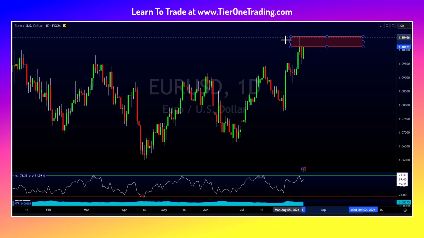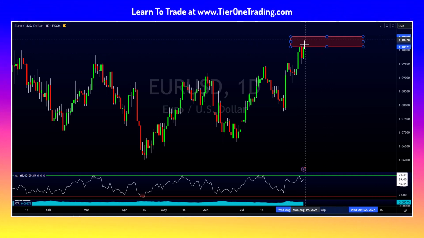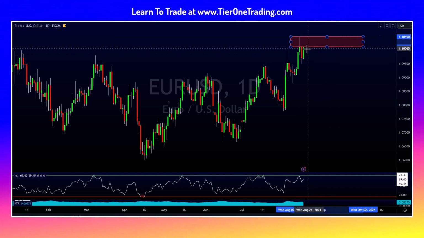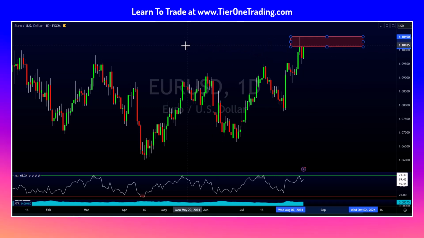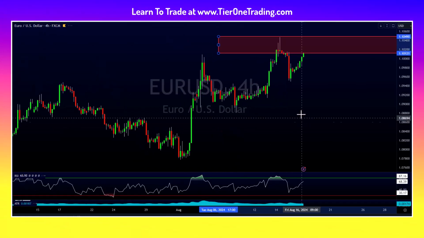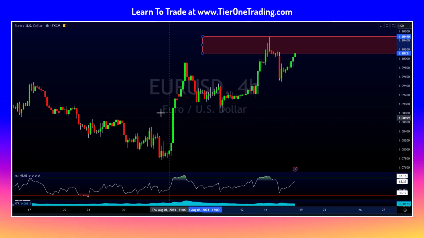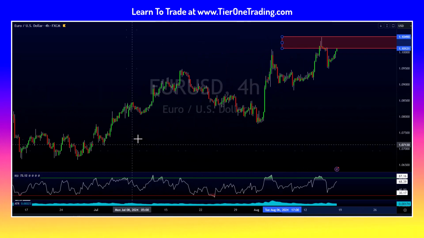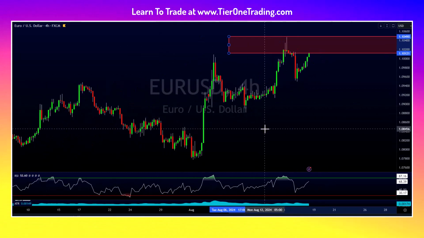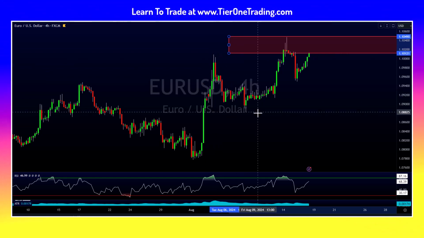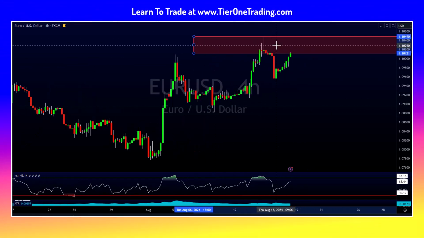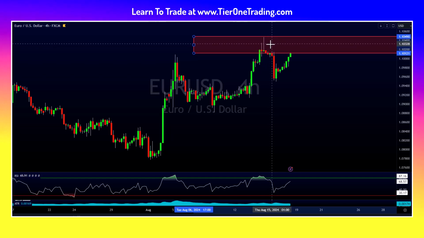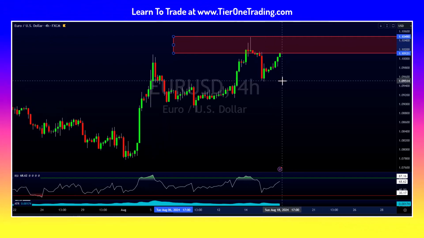What I'm going to do is use the measurement of this wick to the close as a potential zone that I'm interested in for shorts. As I go down to the lower time frame, you can see that price action has been doing this little ebb and flow action of pushing up, retracing down, pushing up, retracing down, pushing up. We got two very nice rejection candles up here, and then retracing down once again.